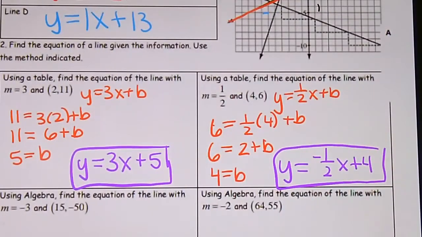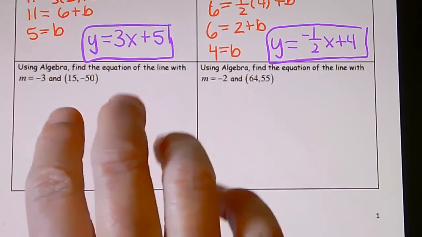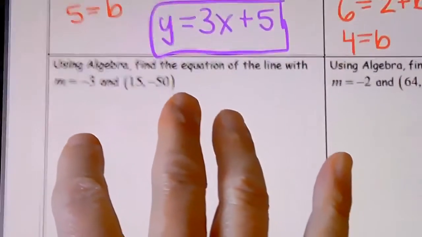Okay. Now, the next ones, I definitely would want to do it this method. I would not want to make a table with such big numbers. So that's kind of why I'm running through this method anyways with these problems. So let me focus on this one here.